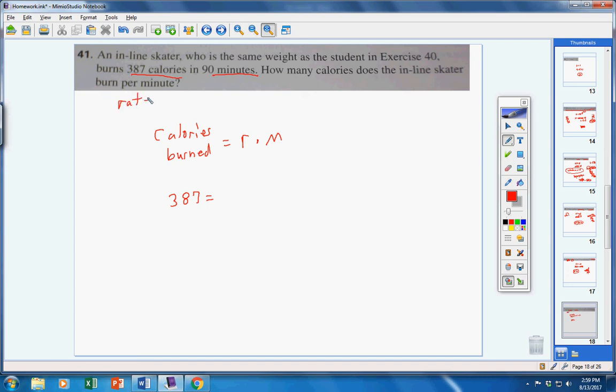How many calories does the inline skater burn per minute? That's a rate, like miles per hour. Burn per minute, that's your rate. So that's what we're looking for. M, of course, is the number of minutes. In this case, we have 90. So something times 90 equals 387. Now, we don't know what that is, do we? No, we don't. So we're going to have to take 387 and divide it by 90.